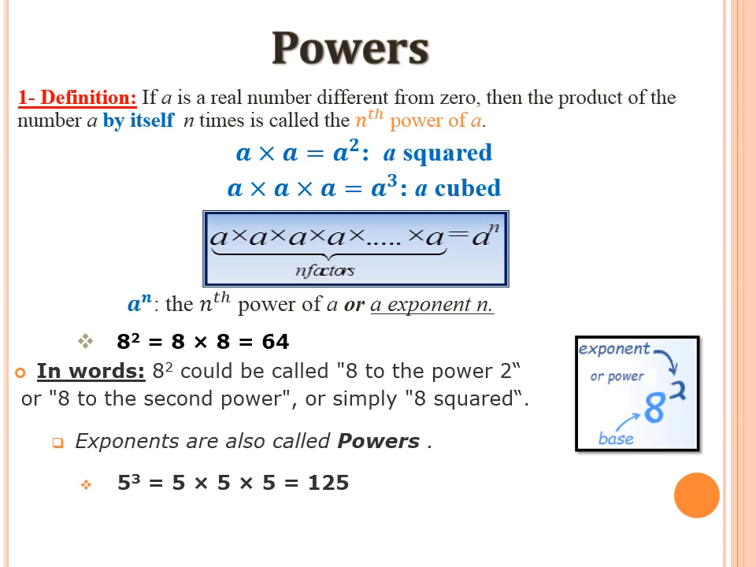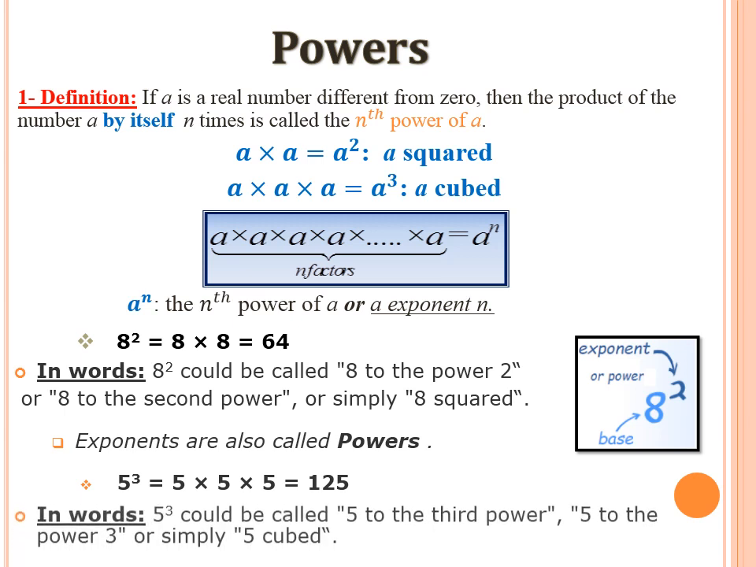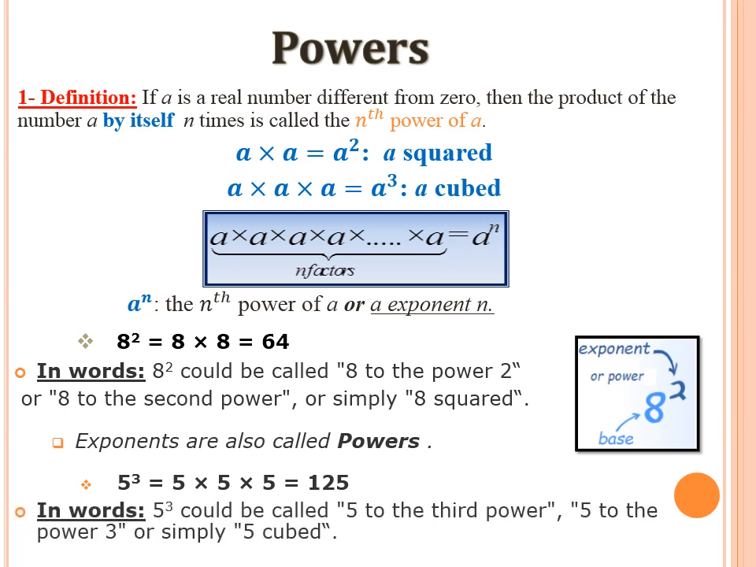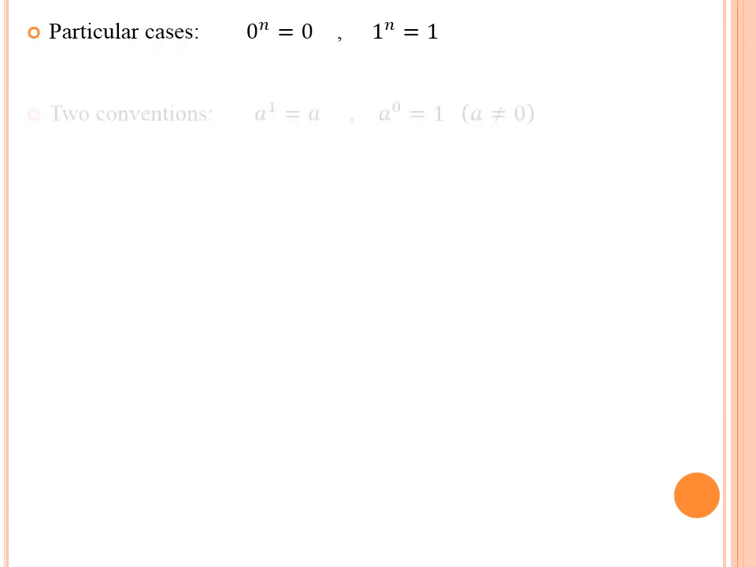Now 5 to the power 3, it's 5 times 5 times 5. 5 to the power 3 means 5 multiplied by itself 3 times. Our answer is 25 times 5, which is 125. The same, we can name it 5 to the third power or 5 to the power 3 or simply 5 cubed.